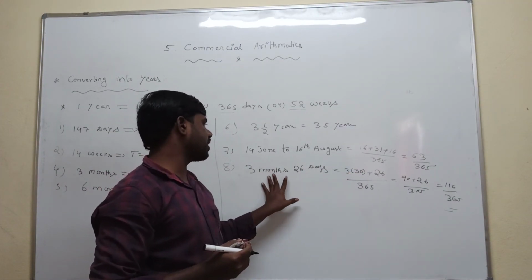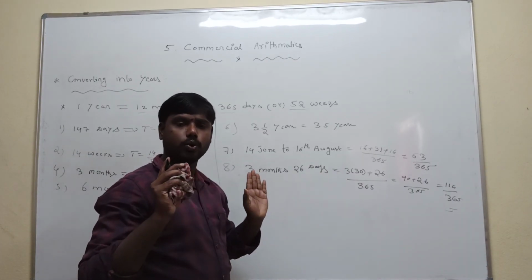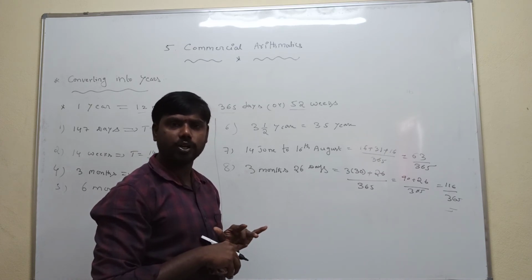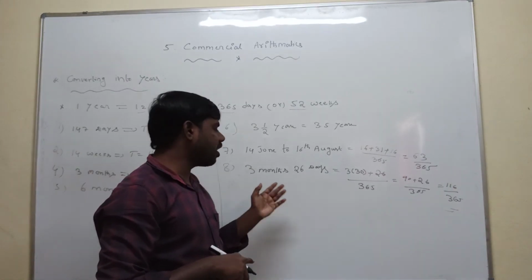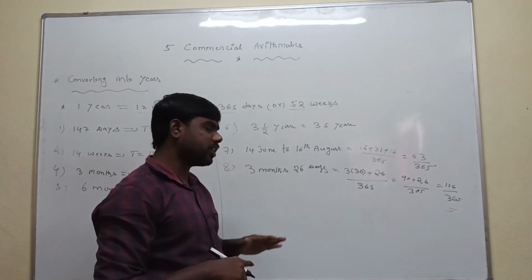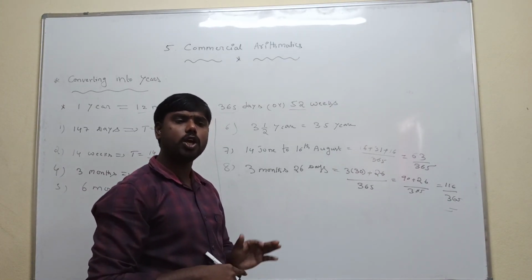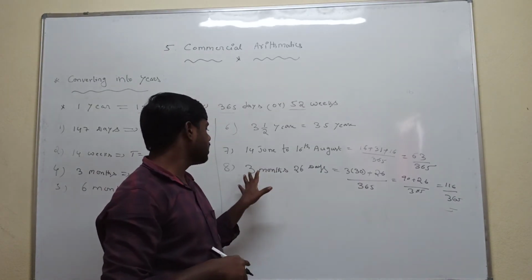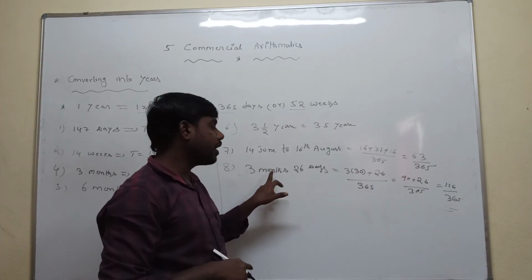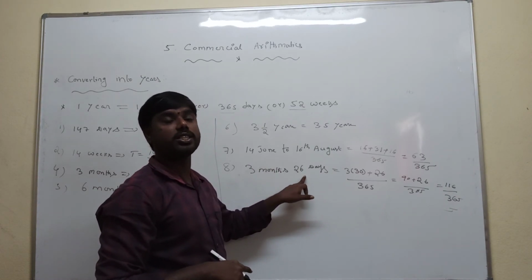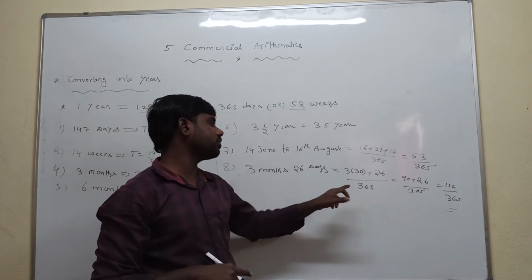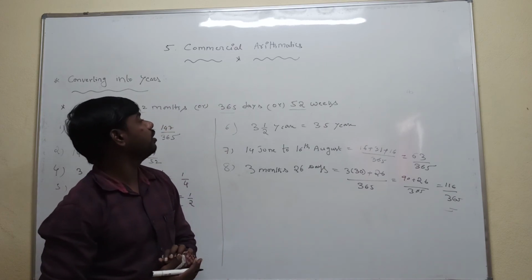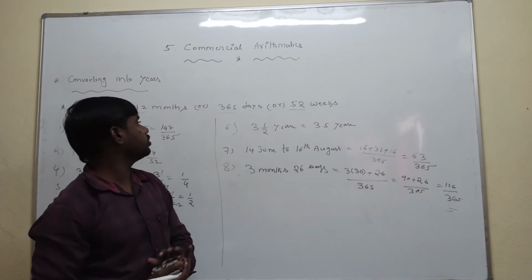Next, they gave 3 months, 26 days. Total 12 months: 5 months have 30 days, 6 months have 31 days, 1 month has 28 or 29 days. But they did not mention January or February. Only they mentioned 3 months, 26 days. That's why, whenever it is like this, we take 30 days for each month. 3 into 30 is 90 days. 90 plus 26 days is 116. 116 divided by total days, 365 days. So everyone understood? Tomorrow we will discuss problems based on simple interest.